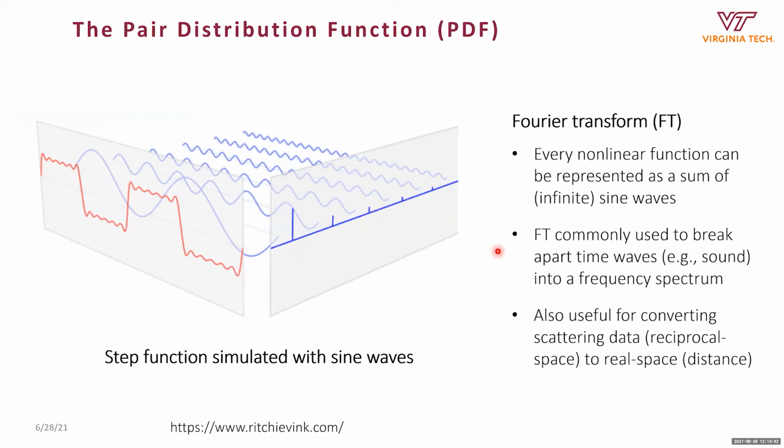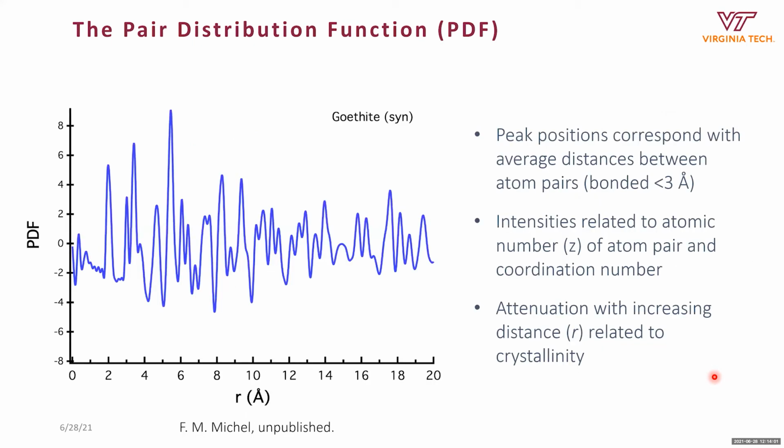This Fourier transform is commonly used to break apart, for example, sound waves, if we want to convert that into a frequency spectrum. In the case of scattering data, we can also convert the reciprocal space form to this real space form, where the x-axis is in terms of distance. Here's an example of a PDF for goethite. Again, the x-axis is distance in angstroms. The y-axis is this pair distribution function, or probability function.